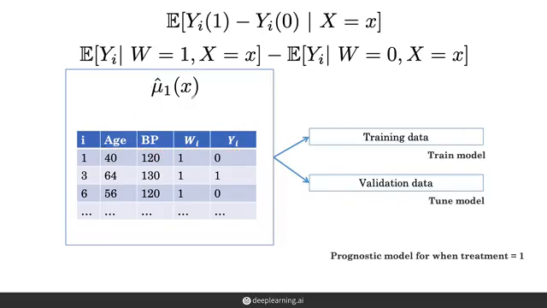Now, to train one of these models, we can divide up the data set into a training set and a validation set. Notice that these mu-hat models are actually prognostic models like you learned about in course 2, where mu-hat1 is a prognostic model giving us the risk of an adverse event for when treatment equals 1, while mu-hat of 0 would be the prognostic model giving us the risk of the adverse event for when treatment equals 0.